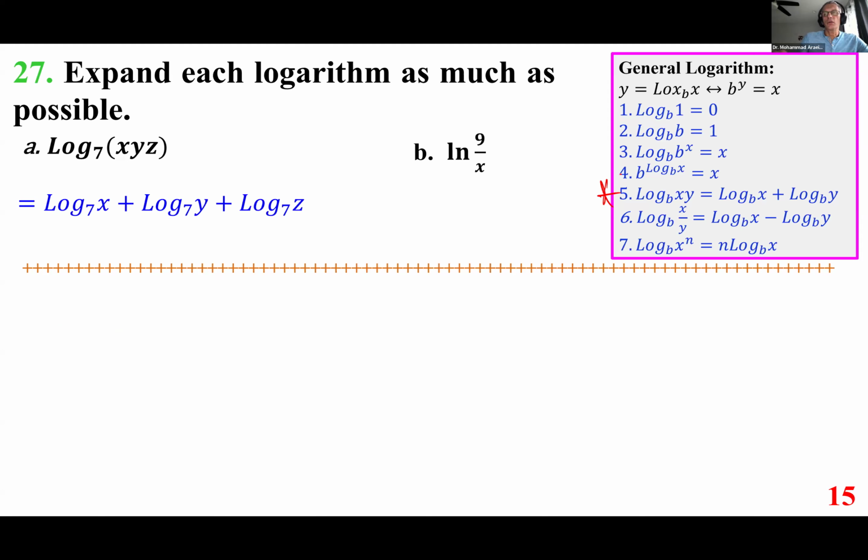Part B, ln of 9 over x uses number 6, the quotient rule. Ln of the numerator 9 minus ln of the denominator x. That is known as the quotient rule.